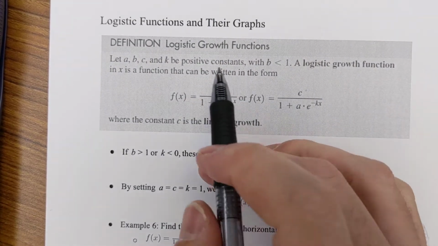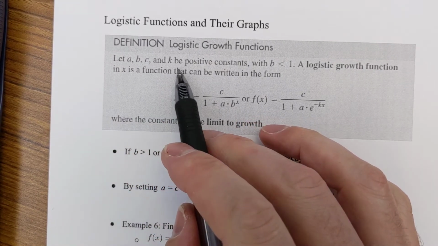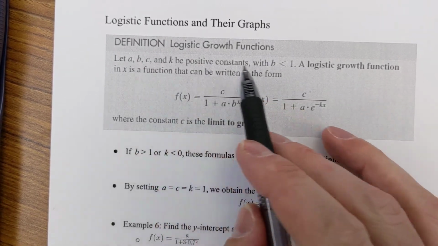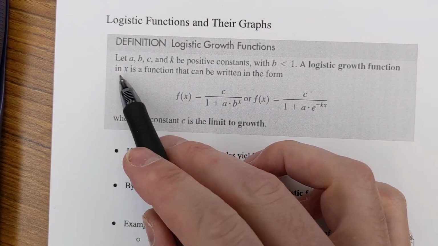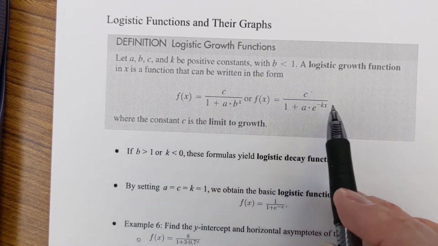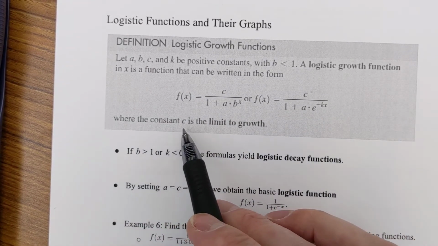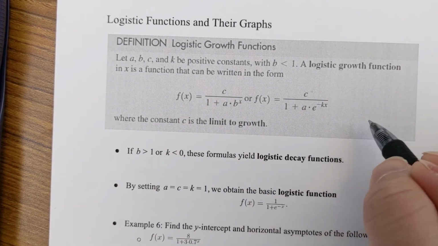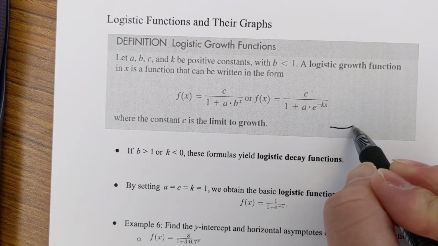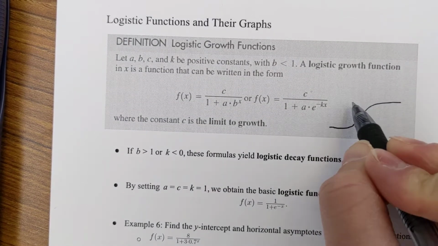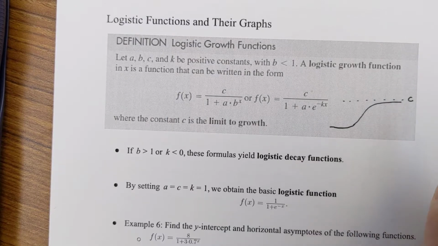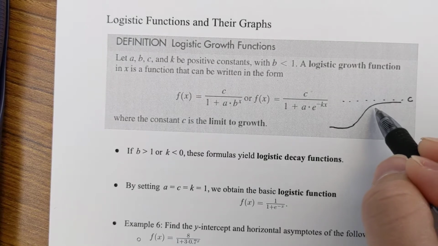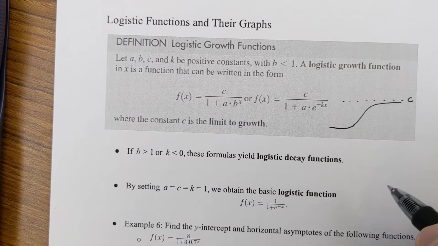Okay, here we have the formula for a logistic growth function. So let a, b, c, and k be positive constants with b less than 1, so between 0 and 1 for b. A logistic growth function in x is a function that can be written in this form, or this if you want to use e, where c is the limit to growth. So a logistic growth function essentially is a population equation. So the graph starts slow, rises, and then eventually levels off, and it levels off at this value of c. So populations will grow until there's not enough material, supplies, room, whatever you have, and then population will flatten off.